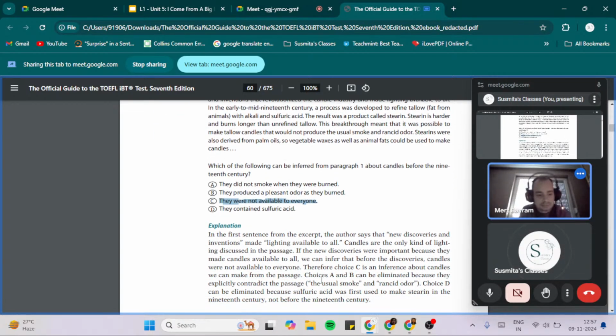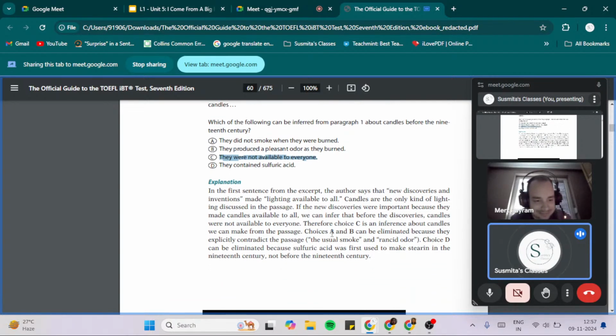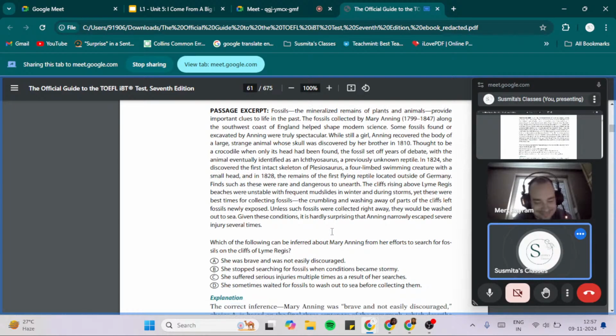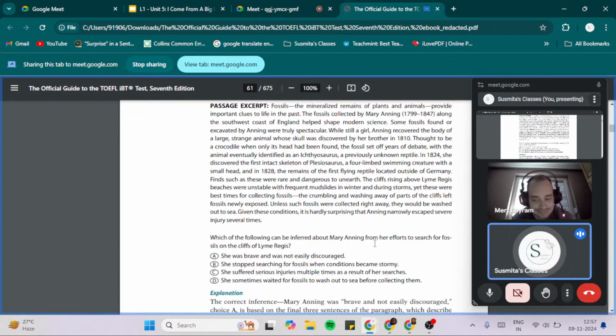Understood? So choice D can be eliminated because sulfuric acid was first used to make stearin in the 19th century, not before the 19th century. That's why it is incorrect. Understood? I get it. Okay, great. Now let's do one more and then we will stop for today.